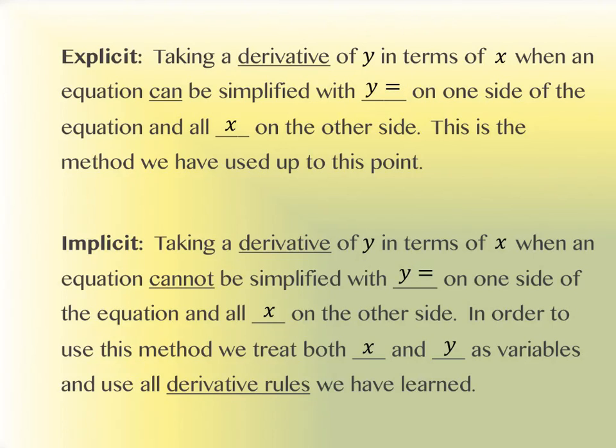It's just more complicated. The basic idea is that we treat the x and y as variables, and we use all the derivative rules we've learned. Quotients, products, chain rules, but we actually treat y as a variable now instead of as a label on the left-hand side. That's how we treat it normally, right? We treat y equals as a label. But we're going to actually treat it as a variable in this section, which it actually is.